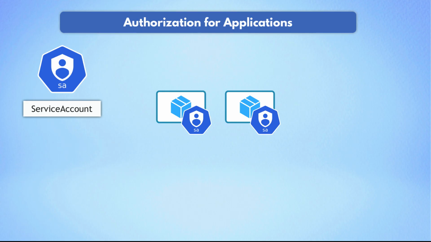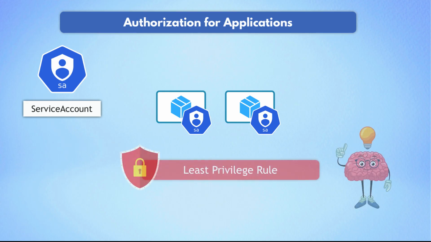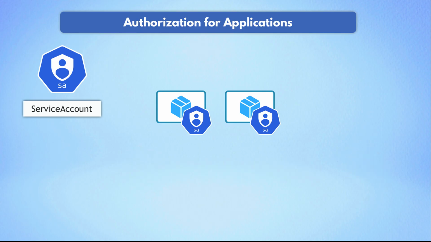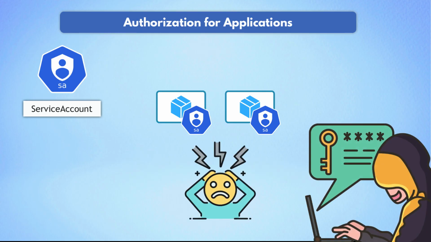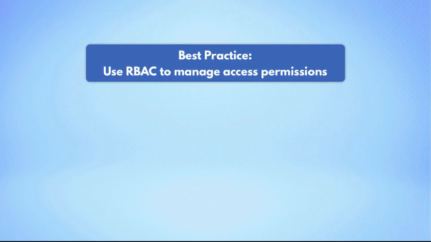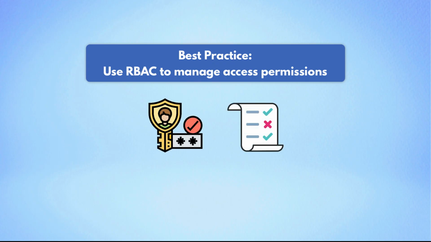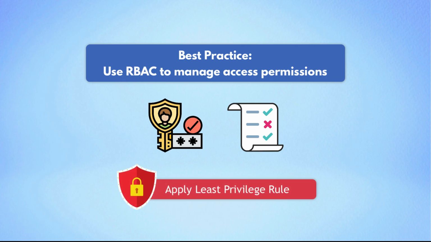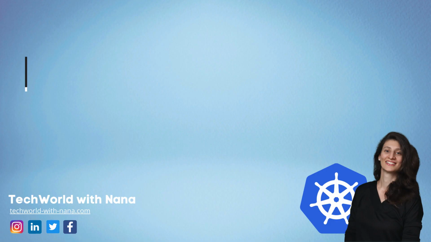So it's important to know exactly and limit the permissions a service account has, because if an attacker got access to a pod, they can use the service account token of that pod to send requests to the API server and create, change, and delete resources if they have permission to do it. So as a security best practice, you need to use RBAC to manage access permissions in your cluster and know exactly who has access to what, and also use the least privilege approach.